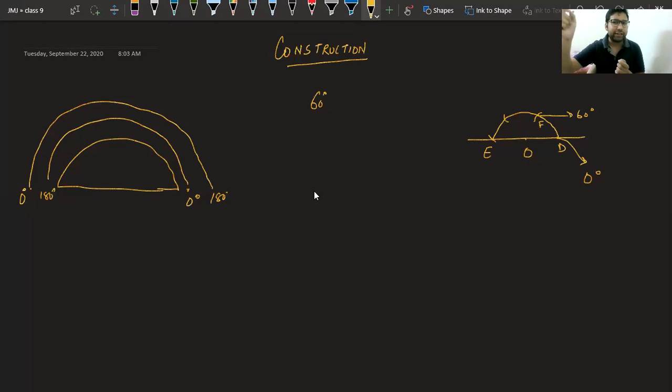So I don't need any line right now. This point is enough because I know as soon as I will join O and F, I will get an angle of 60-degree. Similarly, if this point is G, this signifies an angle of 120-degree. This E signifies an angle of 180-degree. But if I want to reverse it, that is also possible. I can make this E as 0 degree, I can make the G as 60-degree, I can make the F as 120, and I can make the D as 180. Is that clear to everyone? You can start from D or you can start from E.